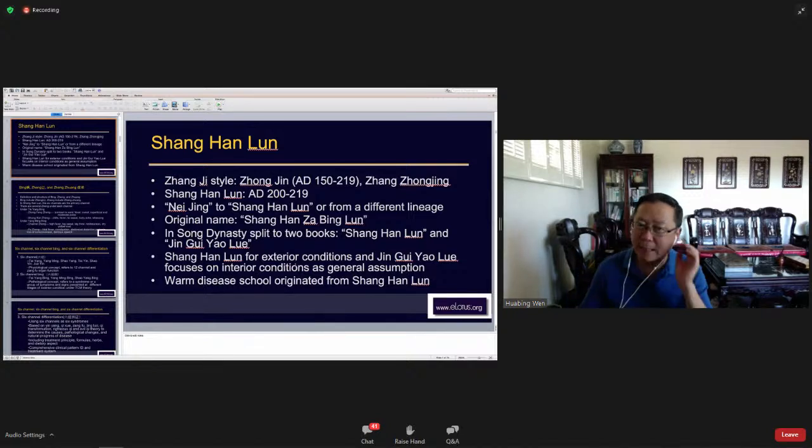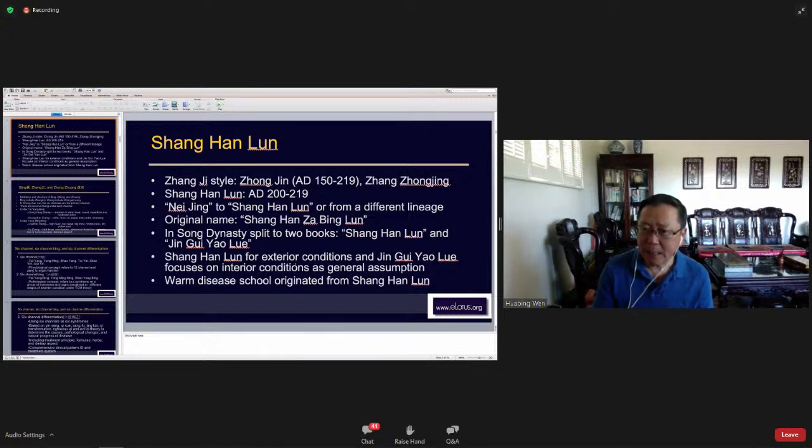As for the Neijing to Shang Han Lun, we already talked about that. I believe it's a separate lineage, not from the same source. The original name of the Shang Han Lun is Shang Han Zha Bing Lun. Shang Han means cold damage, and Zha Bing means miscellaneous disease. So it's a combination. In the Song Dynasty it was split into two books, what we know now as Shang Han Lun and Jing Gui Yao Lue, the Golden Cabinet. That split is from the Song Dynasty.